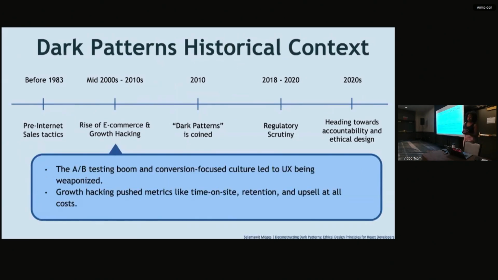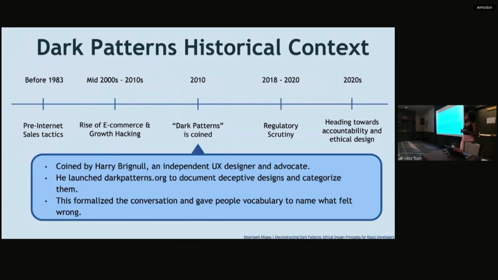Next, between the mid-2000s and 2010s, we have the A/B testing boom and conversion-focused culture, which led to UX being weaponized and growth hacks pushing metrics like time on site, retention, and upsell at all cost. Finally, in 2010, the term dark pattern was coined by Harry Brignall, an independent UX designer and advocate, and he launched darkpatterns.org to document and categorize deceptive design. This formalized the conversation and gave people the vocabulary to name what felt kind of wrong.